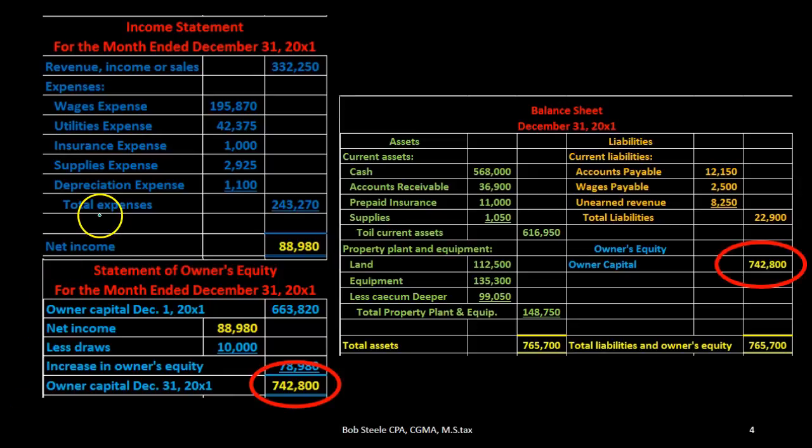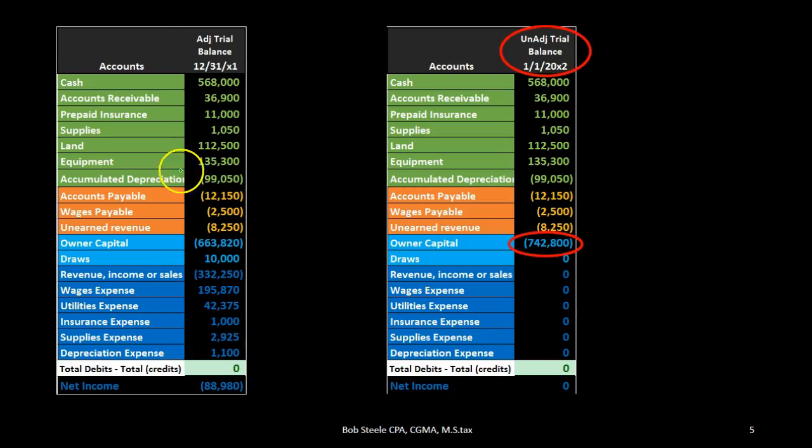So we are resetting the odometer. How are we going to do that? Well, on the left-hand side, this is our adjusted trial balance that we used to make the financial statements. We need to make it look like it does here on the right-hand side. So this is the adjusted trial balance as of 12/31. This is what we have as of January 1st of next year. We can also think of it as the post-closing trial balance. So right after we closed everything out, we'd have a trial balance that would look like this.